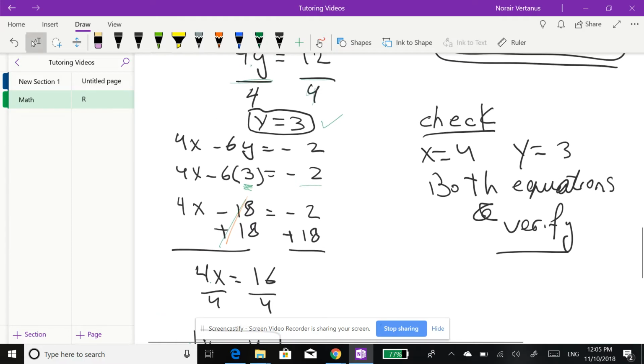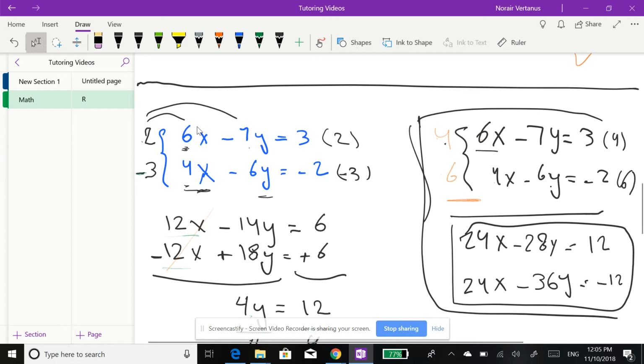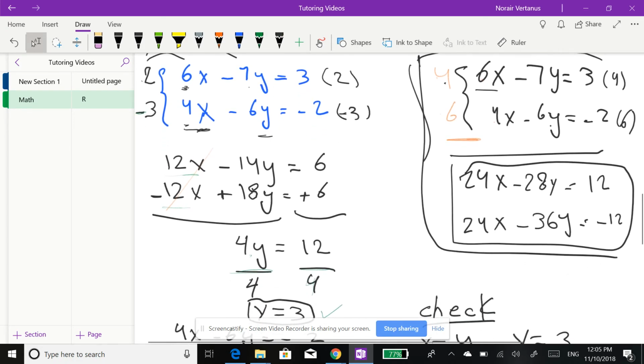And remember that you need to check your work like we did before. You have x equal to 4, y equal to 3. Substitute them into both of these equations, x and y. Make sure that it verifies, meaning you get the same number on both sides of the equation. All right, that's done.